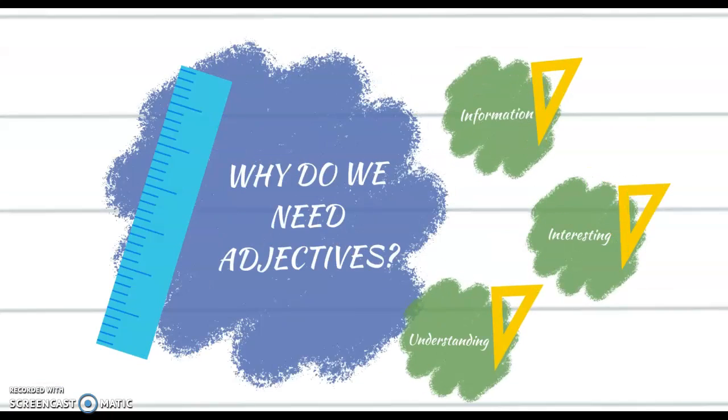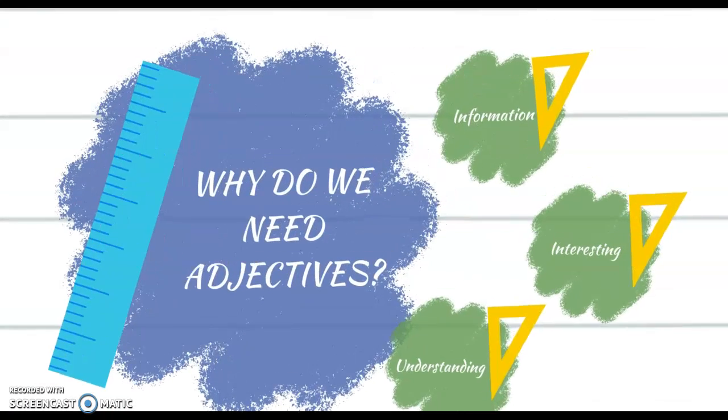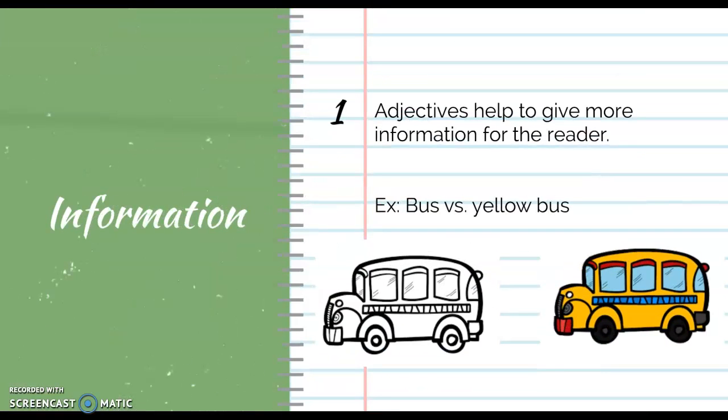So, why do we need adjectives in writing? First, let's see how they help to give information. Adjectives help to give the reader more information for the noun, like the example of just saying, I saw a bus versus seeing a yellow bus.